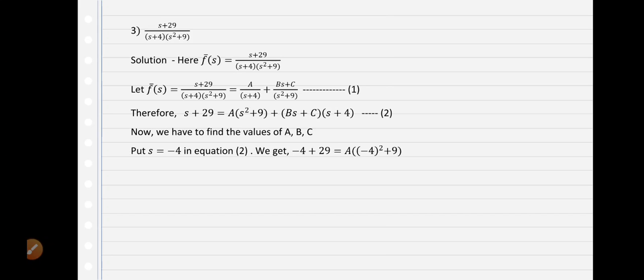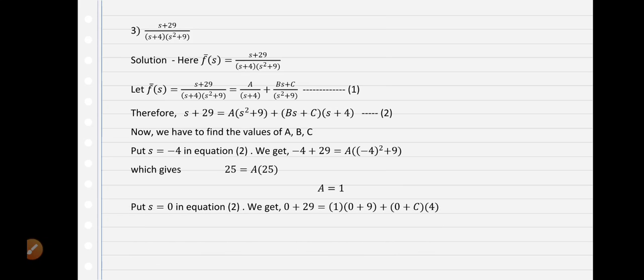S equal to minus 4 gives us 25 equal to 25a, that is a equal to 1. So this is the value of the first constant, capital A. Now to find the value of b and c, we will put some different values of s. S equal to 0 we have not used in this solution, and so we can put s equal to 0 in equation 2. So for s equal to 0, we get this expression which is involving only c, and here we have used the value of a also, which we already have obtained.